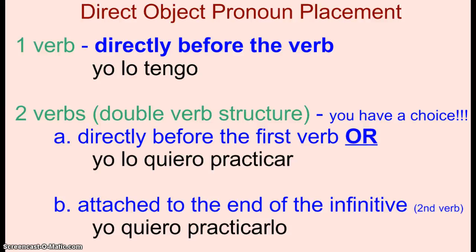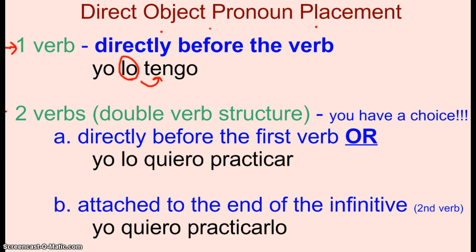Let's talk about placement. Remember, we have me, te, lo, la, nos, os, los, and las as our direct objects. If there's one verb, which most sentences are one-verb sentences, this is really easy. The direct object pronoun must go directly before the verb. In this example sentence, the direct object pronoun right here is lo. And as you can see, the lo is right in front of that conjugated verb, tengo. This sentence means I have it.